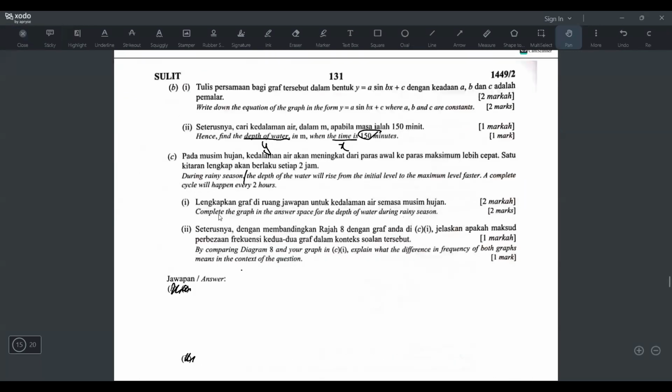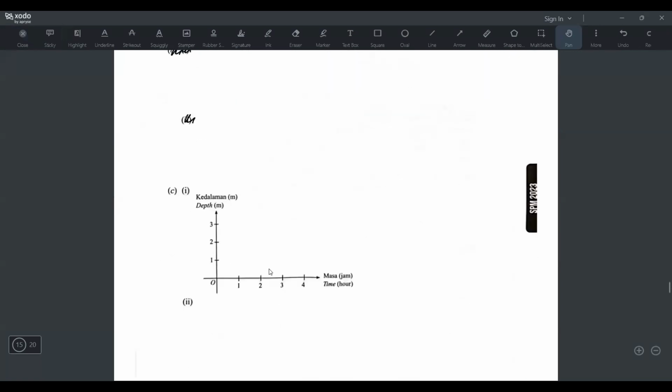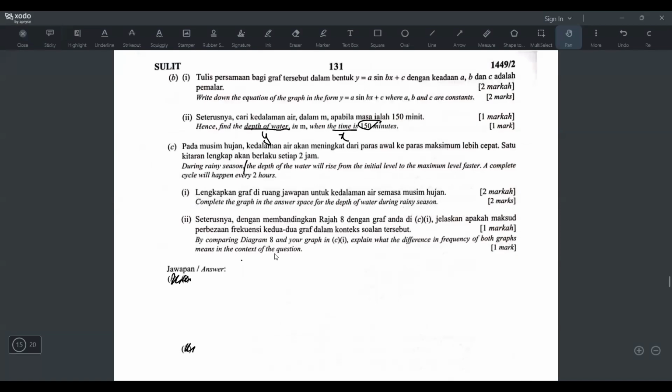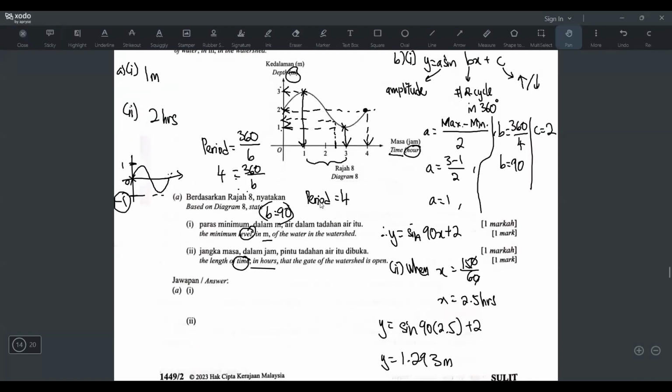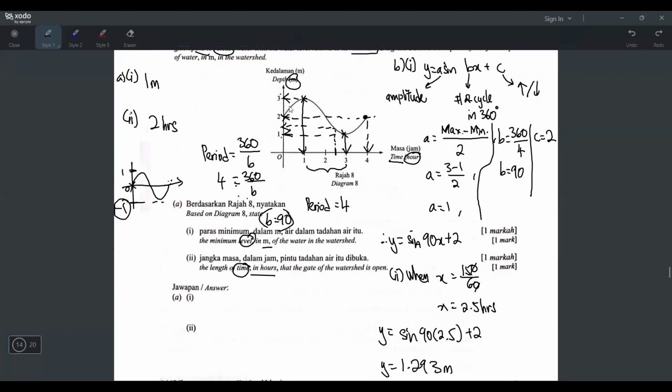Now number one says complete the graph in the answer space for the depth of water during rainy season. So this is the answer space. But I need to know the new equation first. So the old equation is sine 90x plus 2. But after you compress, because they say one cycle 2 hours, this whole thing has to be pushed back, right? All these points will get pushed back. Instead of one cycle finishing at 4, now it's one cycle finishing at 2 already. Something like this, right? So we need to know the new equation.